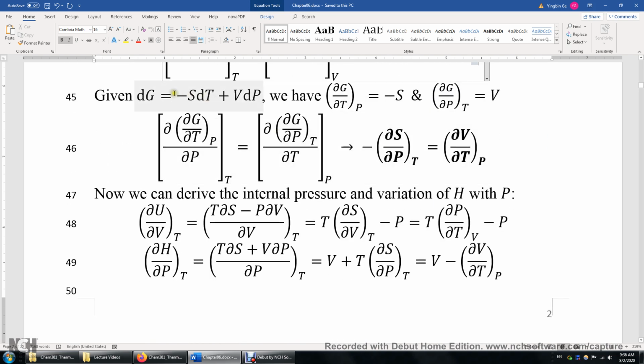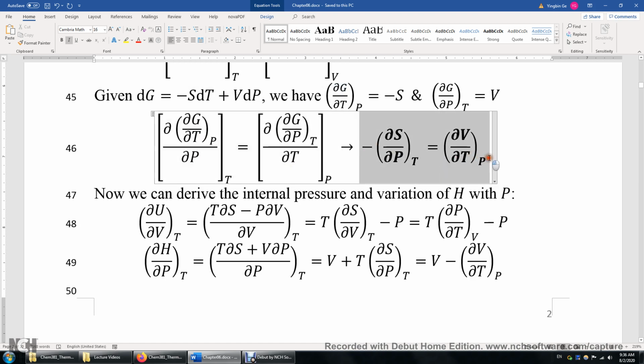Now let's look at dG. dG is negative S dT plus VdP. Therefore, when pressure is constant, over here, dG over dT is negative S. Over here, dG over dP is simply V. And then we have the second derivative of G with respect to T and P, or P and T.